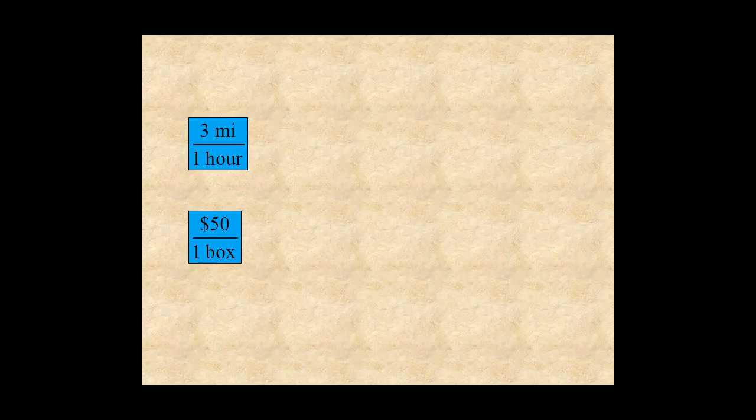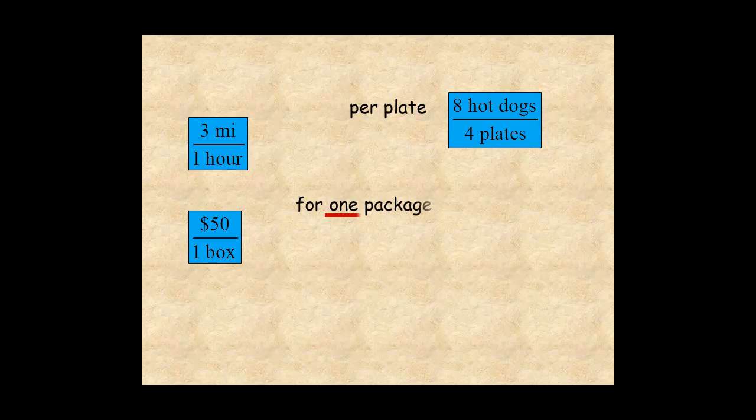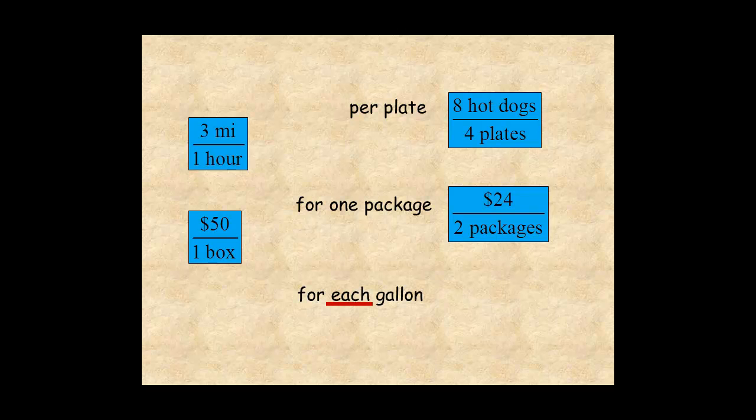If the rate involves money, it's a unit price and dollars and cents go in the numerator. Also, look for key phrases like per plate. You would divide by the number of plates. If you have for one package, divide by the number of packages. And if you have for each gallon, divide by the number of gallons.